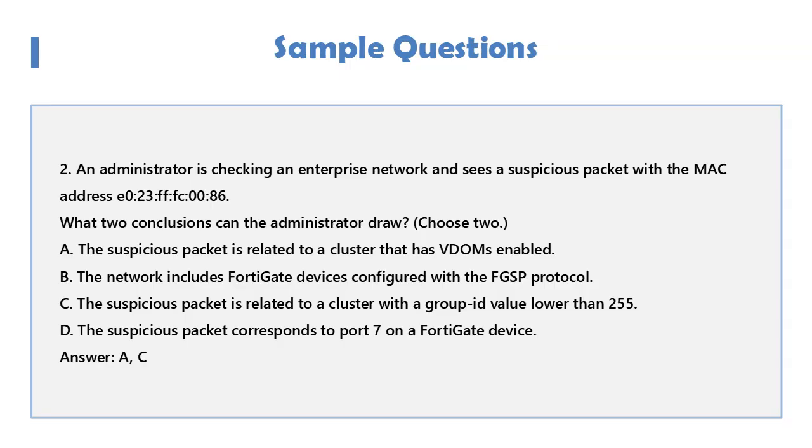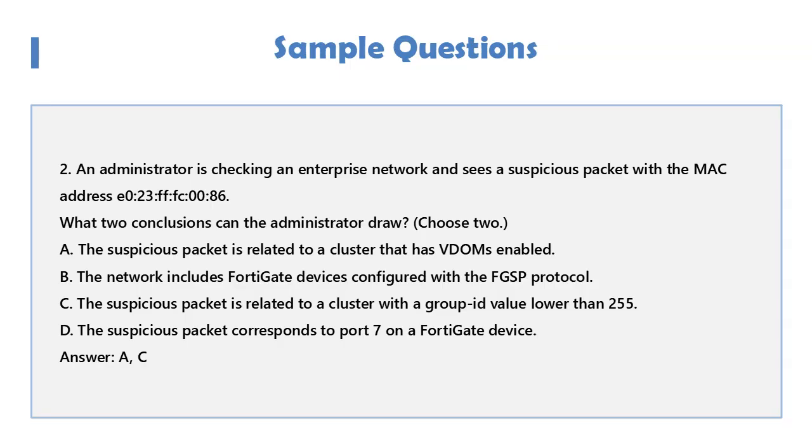2. An administrator is checking an enterprise network and sees a suspicious packet with the MAC address E0:23:FF:FC:00:86. What 2 conclusions can the administrator draw? Choose 2. A. The suspicious packet is related to a cluster that has VDOMs enabled.